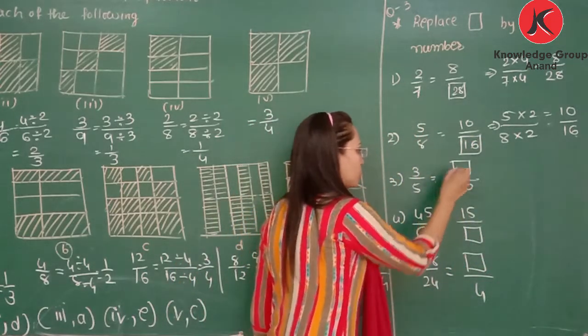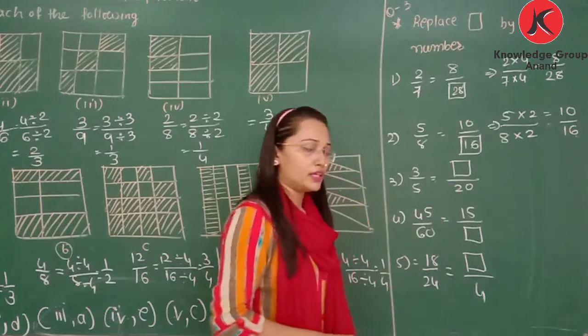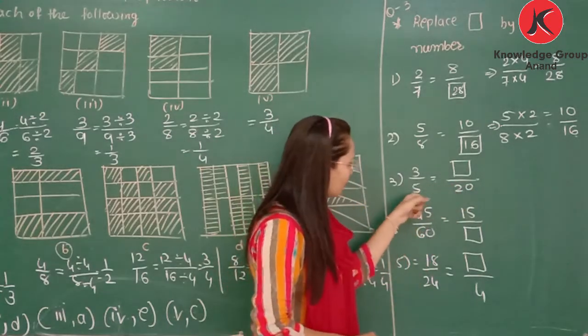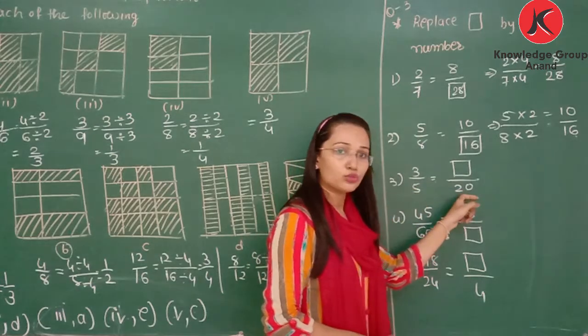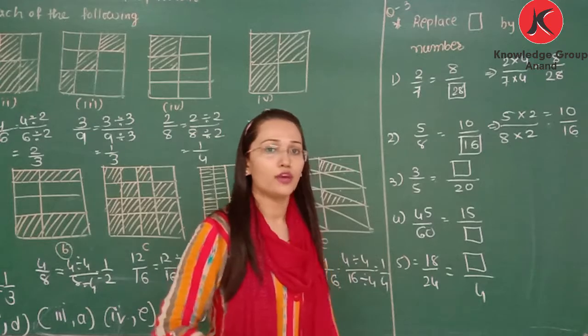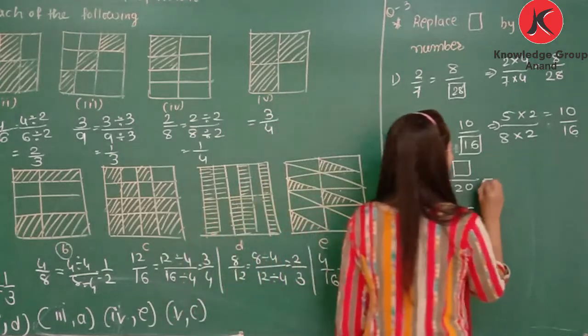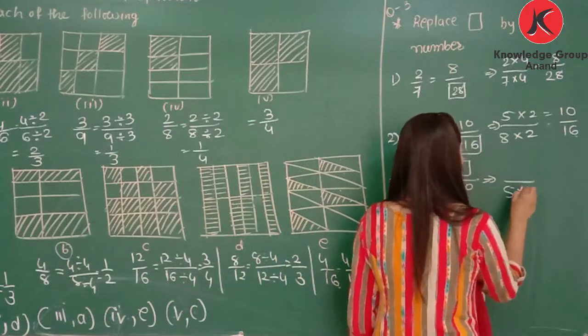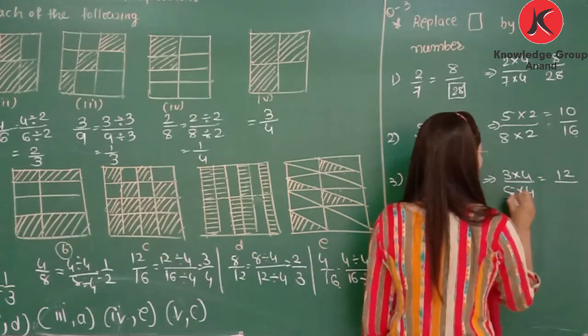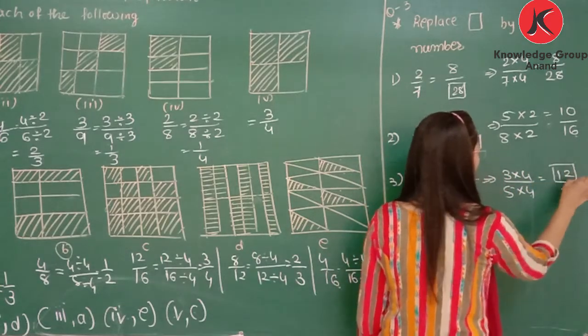3 by 5 equal to blank divided by 20. Equal to means they are the same. They are equivalent. How can we get 20 from 5? 5 multiplied by which number gives 20? 5 4s are 20. So the same number we should multiply in the numerator. So 3 4s are 12 and 5 4s are 20. So the blank is 12.